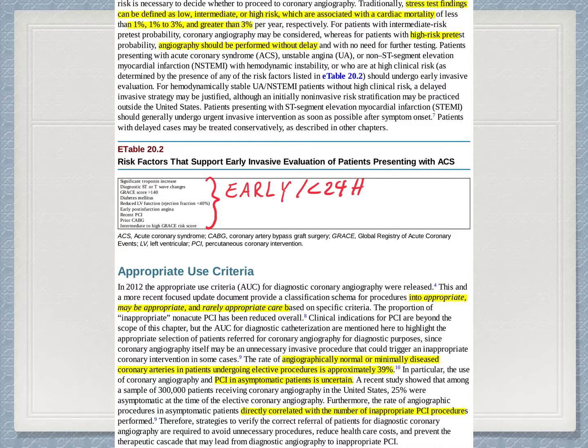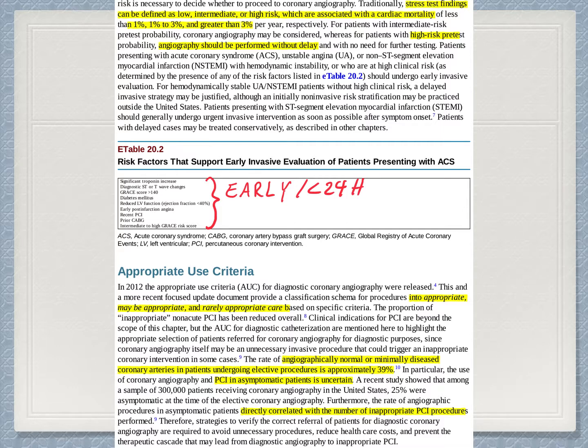So then you have the appropriate use criteria. This talks about if it is appropriate, if it may be appropriate, and rarely appropriate. Why is this important? Because angiographically normal or minimally diseased coronary arteries are found in 39% of patients undergoing elective procedures. So PCI in asymptomatic patients remains uncertain. This is why it's important to decide these criteria in order to diminish the rate of patients who should not be taken to the cath lab, and be sure to take those patients who should be taken to the cath lab.